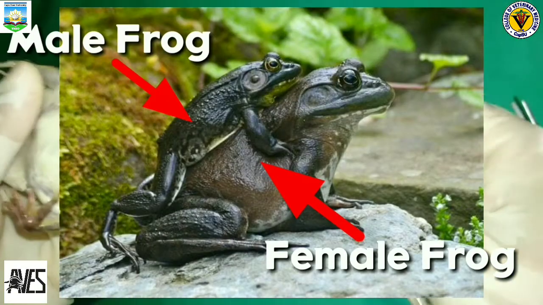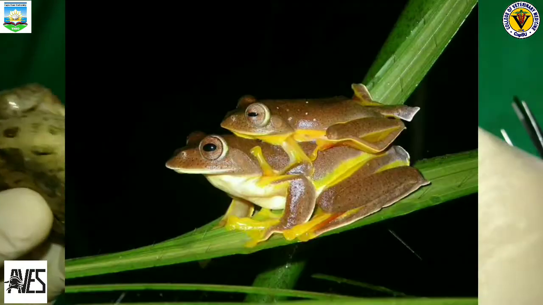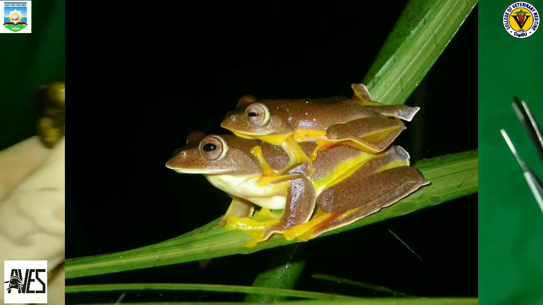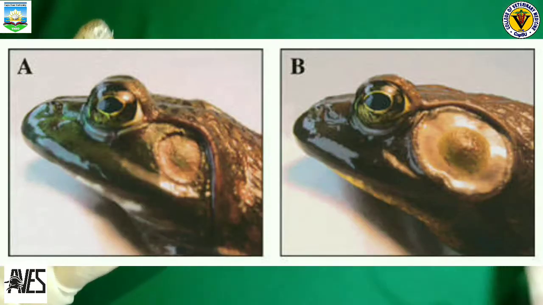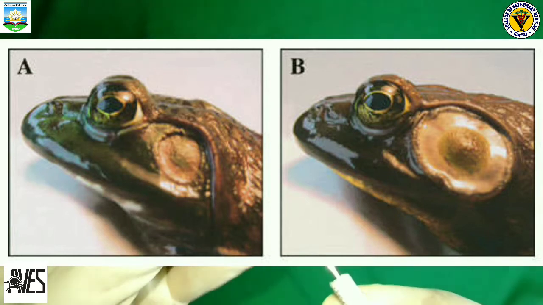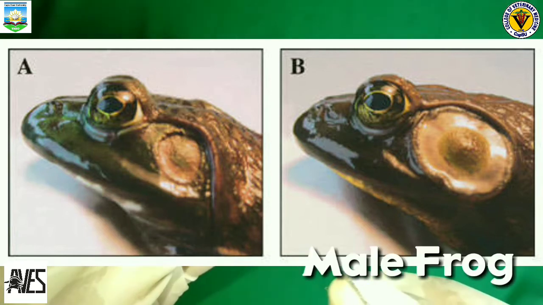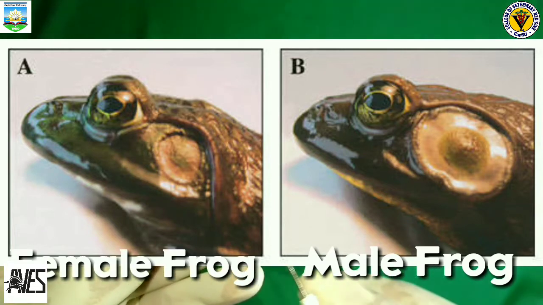The male frogs are also usually smaller than female frogs. Additionally, the sex of a few species of frog can be identified by the size of their tympanum. You can see on the screen the letter B, that the male frog has a significantly larger tympanum than the female frog, the letter A on your screen.